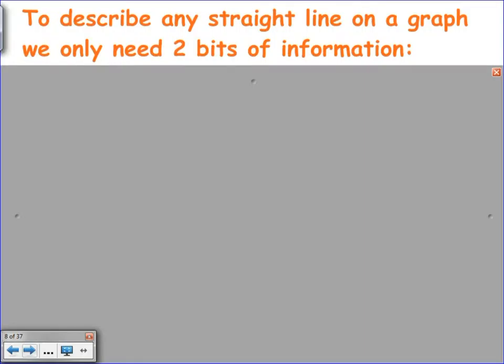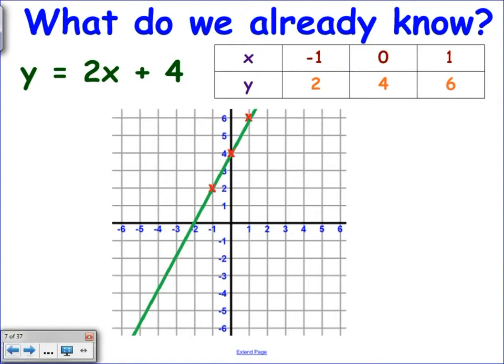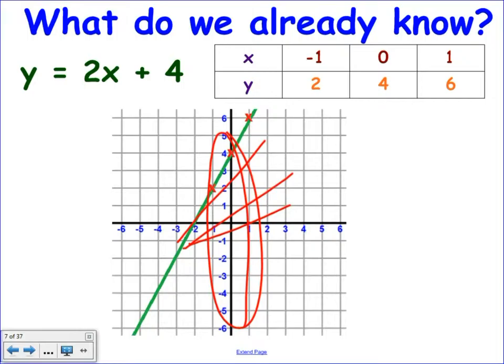Any line that you have in mathematics can be described using 2 bits of information, okay? This equation describes this line, but this line can be described by 2 things. How steep it is, and where does it cut this axis? So any straight line in mathematics can be described by how steep it is or where it's placed. So once you know how steep it is, you can then place it on your axis and you know how to plot it, okay?